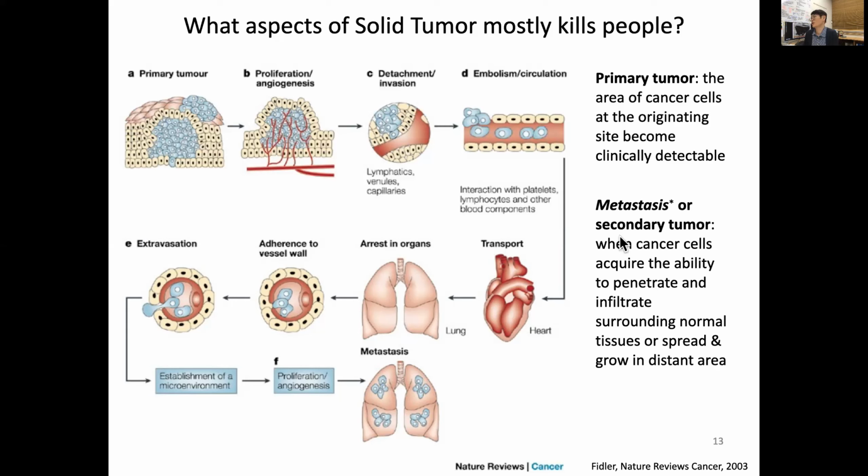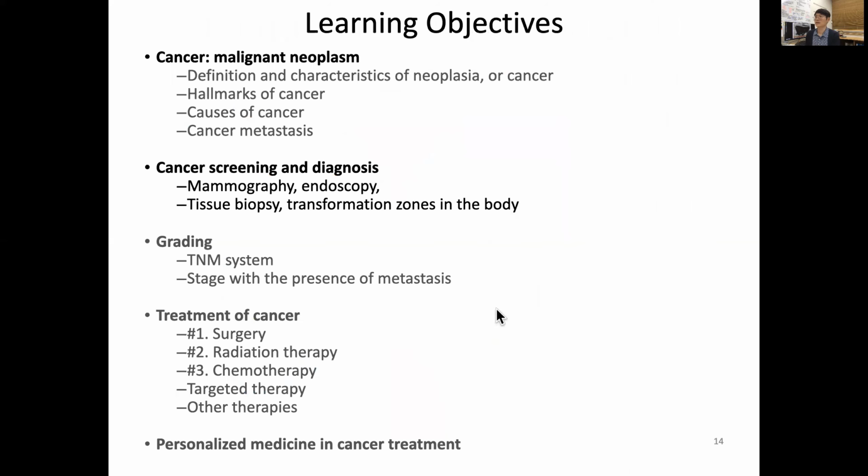We also call it a secondary tumor, when the cancer cells acquire the ability to penetrate and infiltrate surrounding normal tissue and spread and grow in a distant area. With this, next time we'll discuss cancer screening and diagnosis.